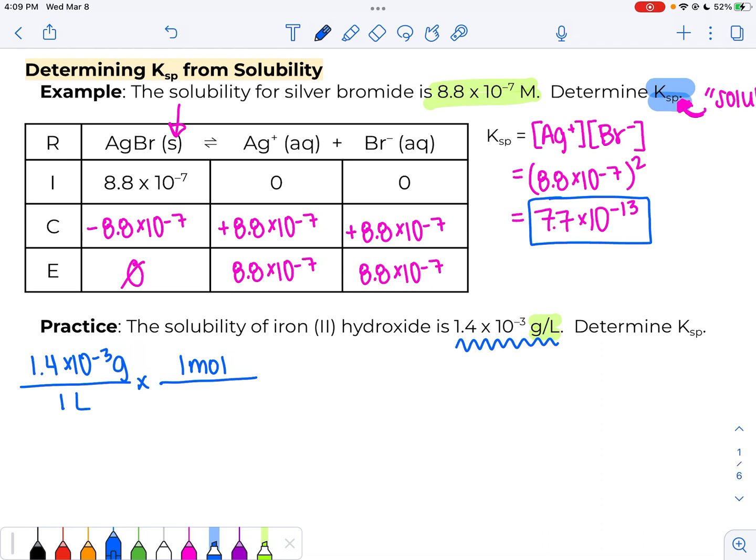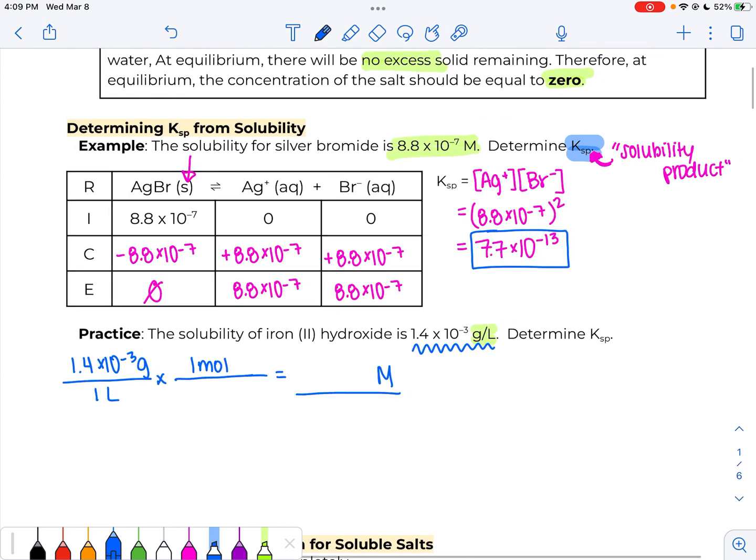So this is something that you know how to do, so I'm going to let you pick up the problem right here. Put in your molar mass there, figure out what your molarity is, and then you're going to go through the exact same steps that we did in the example problem to get your KSP value. So try that out, check in with the answer key, and then come on back for the next section.